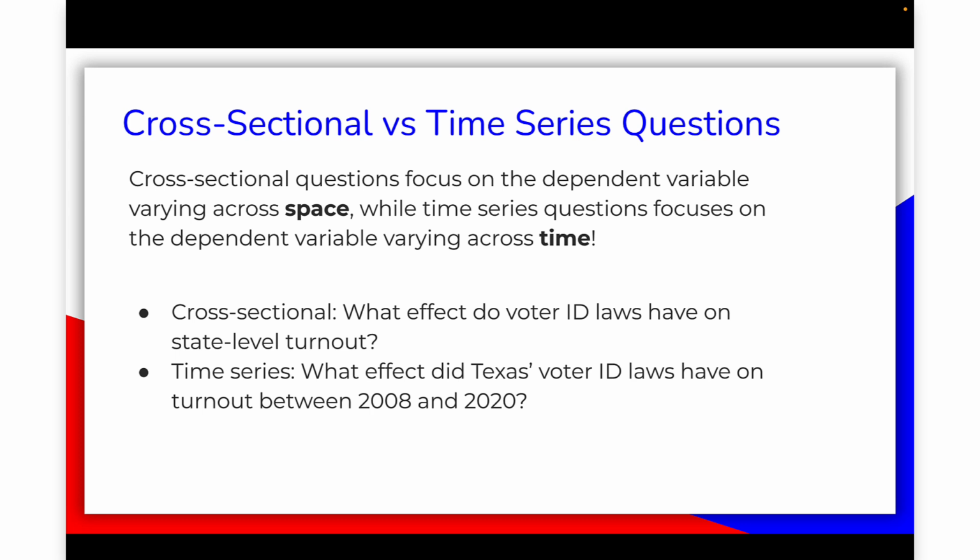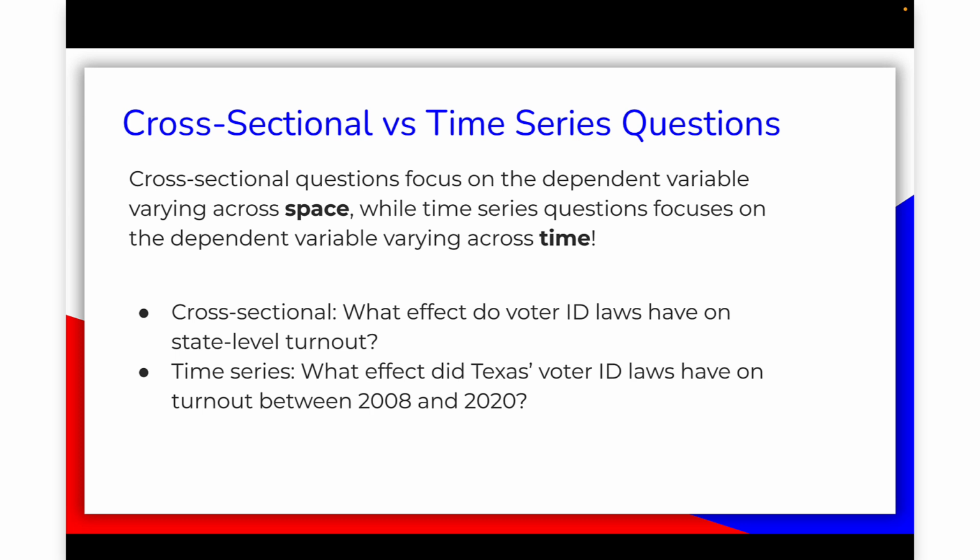So cross-sectional questions focus on the dependent variable varying across space, okay? That can mean across countries, states, continents, cities, or counties. It could even mean all students at the university in 2025, right? But time series questions just look at one unit and how that changes over time.